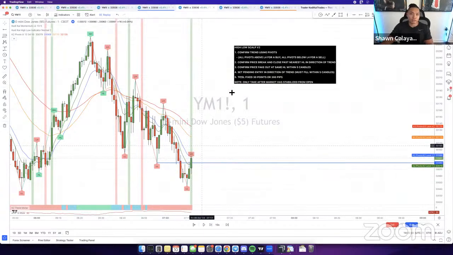So let's go over the criteria again. Step 1, confirm the trend, bearish. Step 2, confirm price breaking close past the nearest high low in the direction of the trend. We're looking for price to come down below, and you can see this candle here breaks past this high low. Once you confirm that, going to step 3, confirm a price fake out at the same high low within 5 candles. So this candle broke past it. 1, 2, 3, 4, 5. This is the 5th candle. It faked out right there. That's going to be step 3.